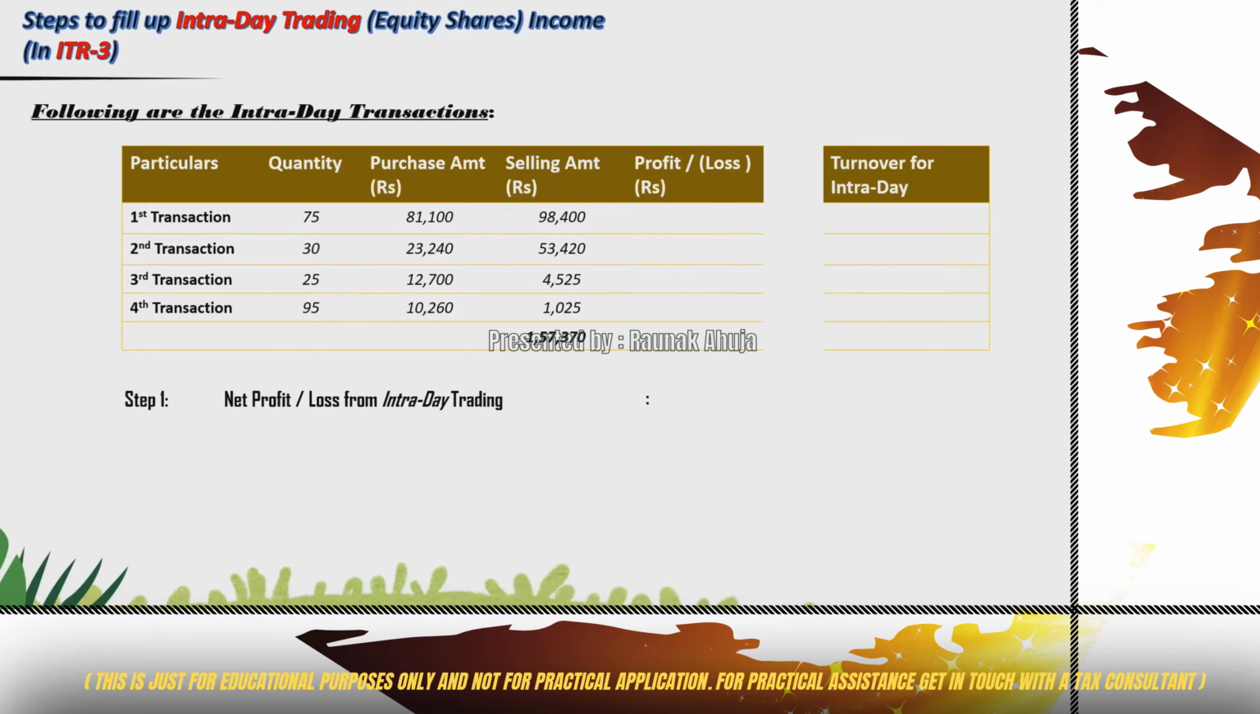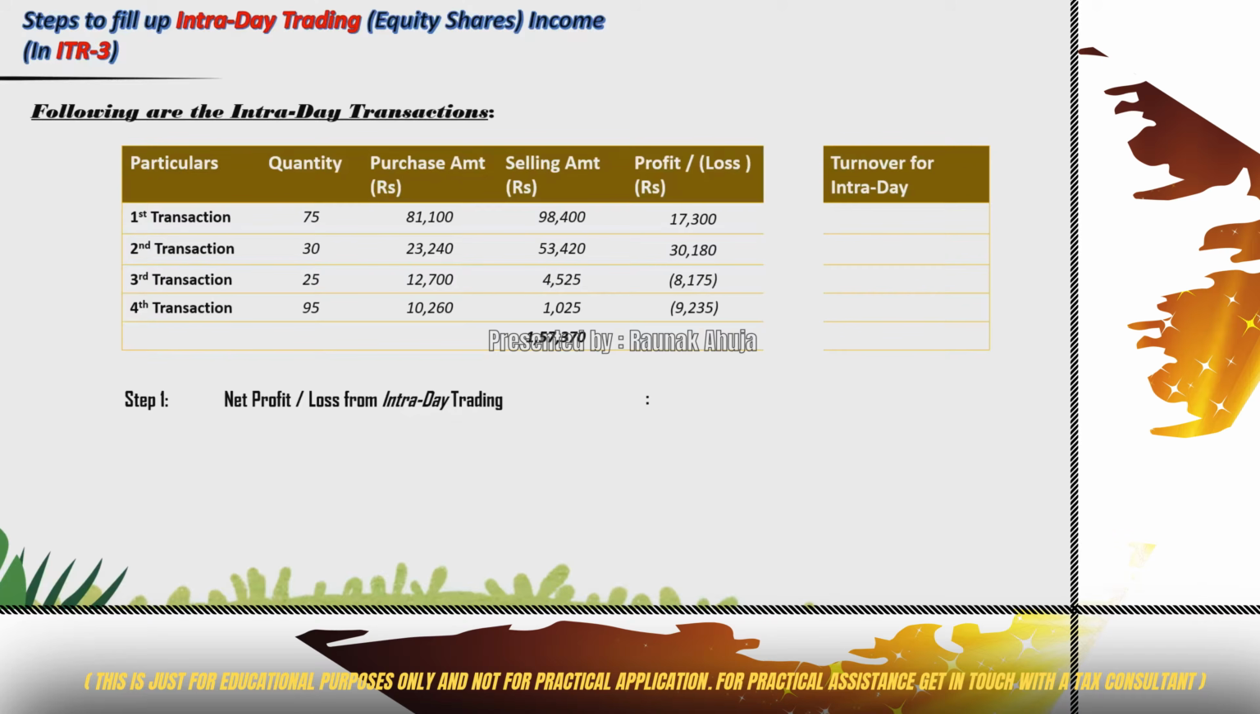So let's quickly first calculate the profit or loss from each of the transactions. On the first transaction, selling amount is 98,400 and the purchase amount is 81,100. Profit is 17,300. In the second transaction, the selling amount is 53,420 and the purchase amount is 23,240. And thus, the profit here is 30,180. Likewise, we calculate the profit or loss for the third and fourth transaction as well.